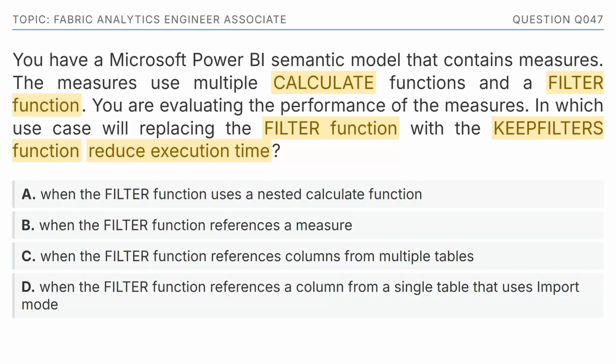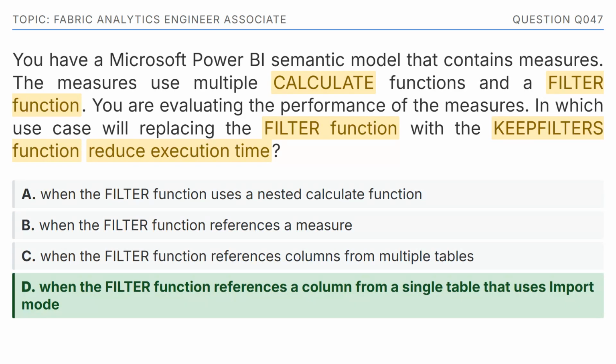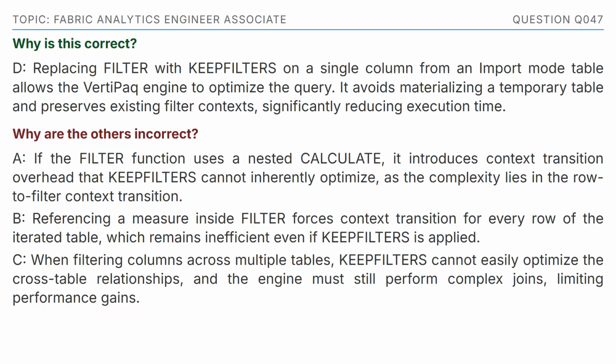To arrive at the correct answer, we focus on the keywords: filter function, keep filters function, reduce execution time, calculate, single table. The correct answer is option D, when the filter function references a column from a single table that uses import mode. Why is this correct? D. Replacing filter with keep filters on a single column from an import mode table allows the VertiPaq engine to optimize the query. It avoids materializing a temporary table and preserves existing filter contexts, significantly reducing execution time.